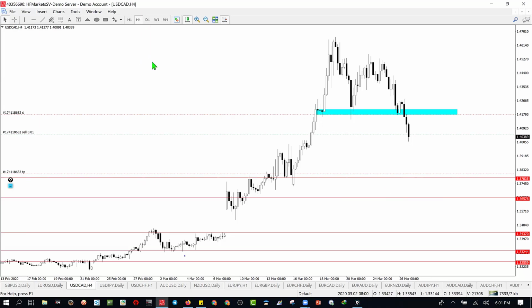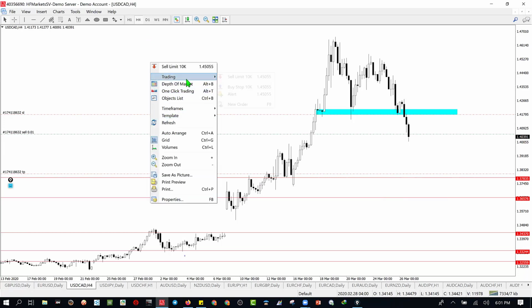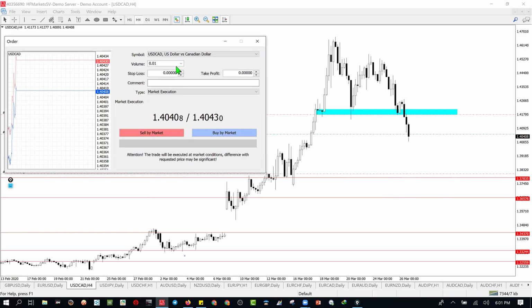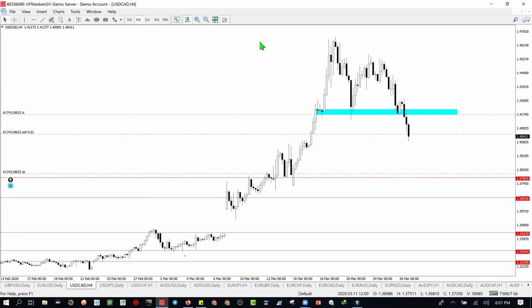The main topic is that we're going to take a trade. We click on trading, new order, and then you can choose 0.01, 0.02, 0.04, 0.05, and so on. So if I have a lot of 1,000 euro and I set a new order to 0.01, it means that I'm trading 10 euro.